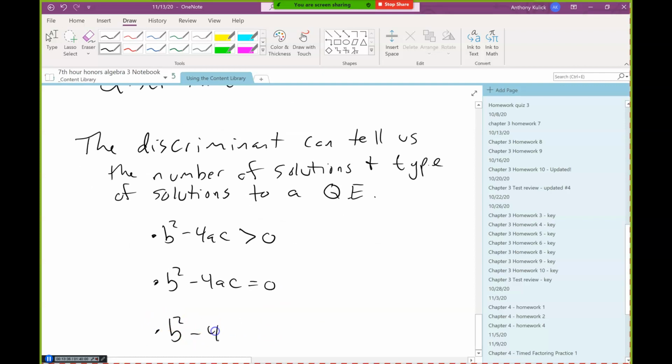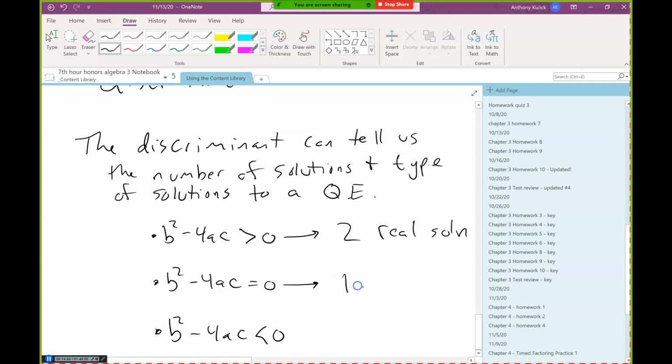So there's 3 situations, whether that discriminant is positive, 0, or negative. So if the discriminant is positive, I'm going to get 2 real solutions. It doesn't really tell me what those 2 solutions are going to be, but I know there's going to be 2 of them, and I know they're going to be real numbers, not imaginary.